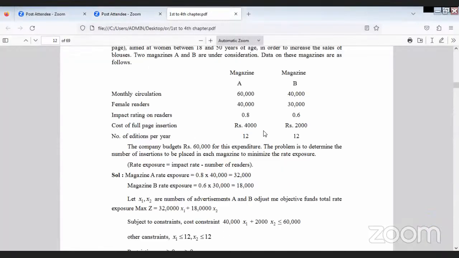So the company budget is 60,000 for expenditure. The problem is to determine the number of insertions to be placed in the magazine to minimize the rate of exposure. So what is the first one given? Magazine A rate of exposure.